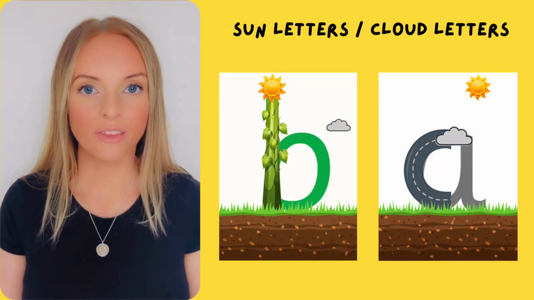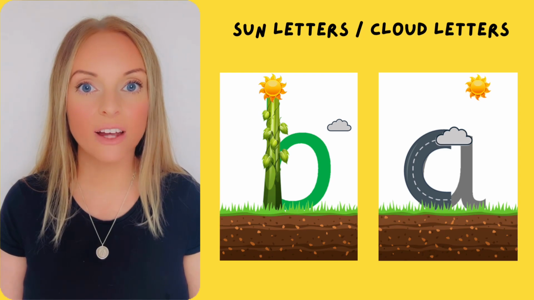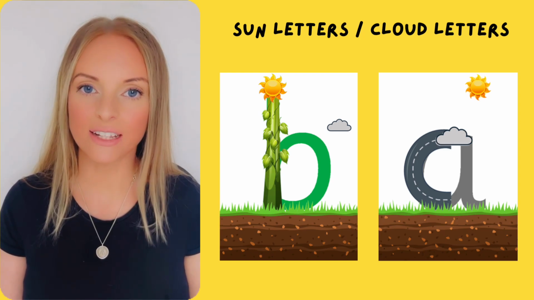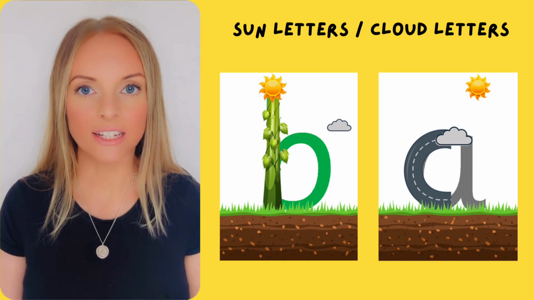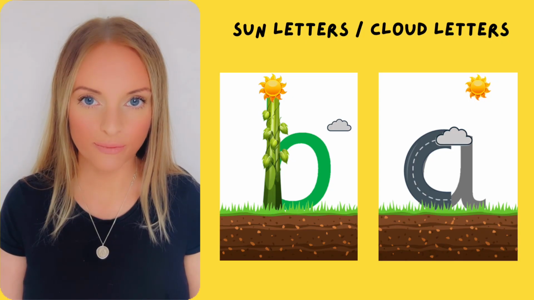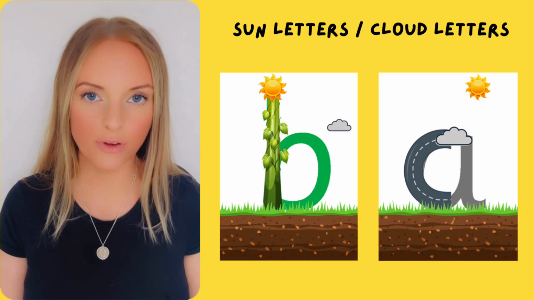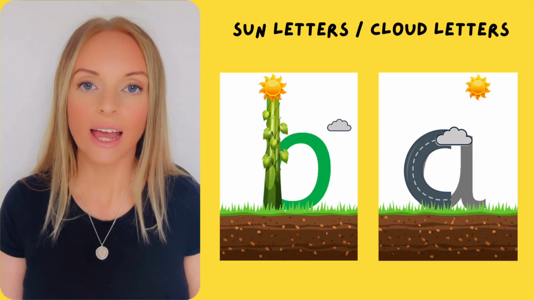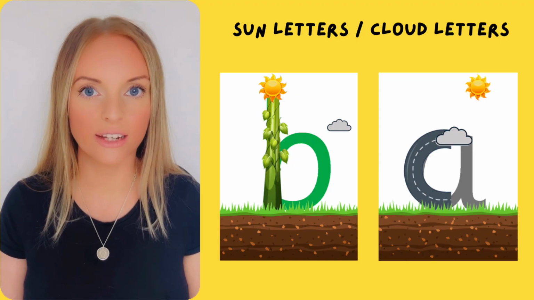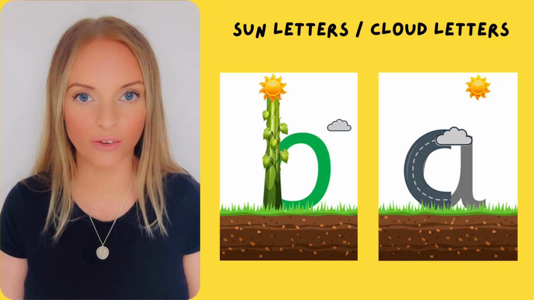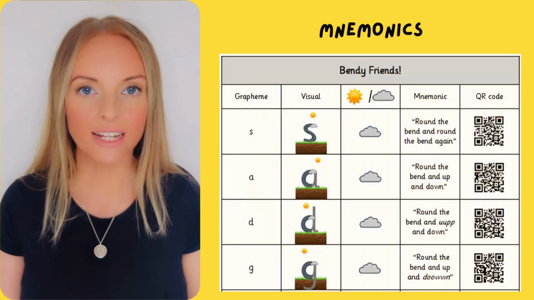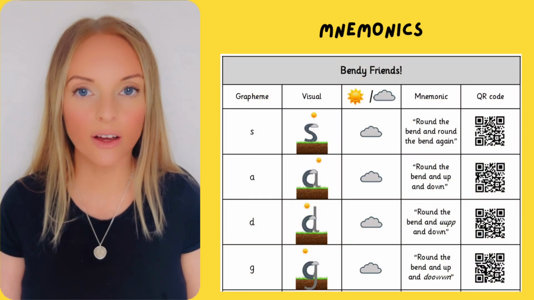You should explain that some of these letters are tall and start high up by the sun. These are sun letters. Other letters start lower down in the clouds. These are cloud letters. It is important to explain that every letter starts in the sky, at either the sun or the clouds, and shines down or rains down to the ground. Each letter is taught with a short mnemonic to help children remember their formation.